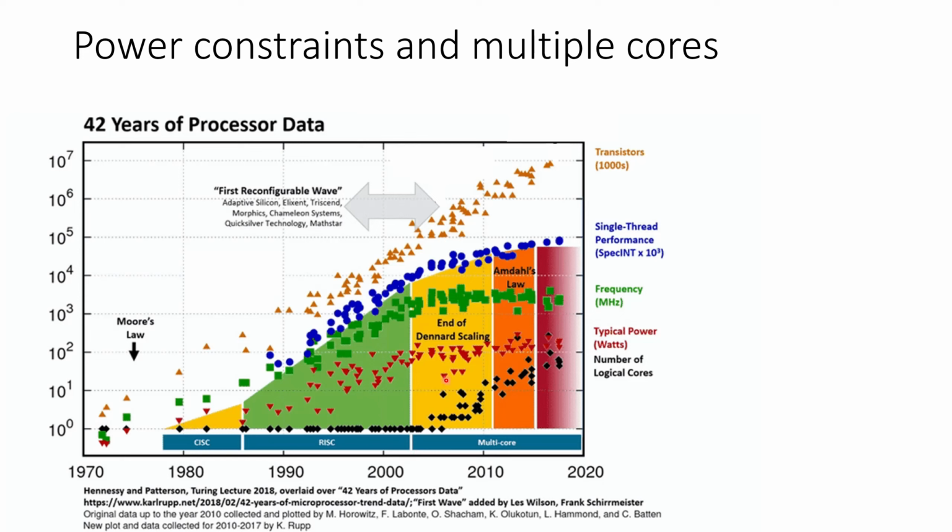We can't push any more power into the chip, so the red triangles here became mostly flat, and then we also couldn't increase the frequency, and then single thread performance also started to flatten out. It still increases a little bit because of optimizations in the CPU, and you can make the CPU itself faster, even though the frequency is constant. But the single thread performance is flattening out. But the number of transistors on the chip continues to increase because we can still make transistors smaller.